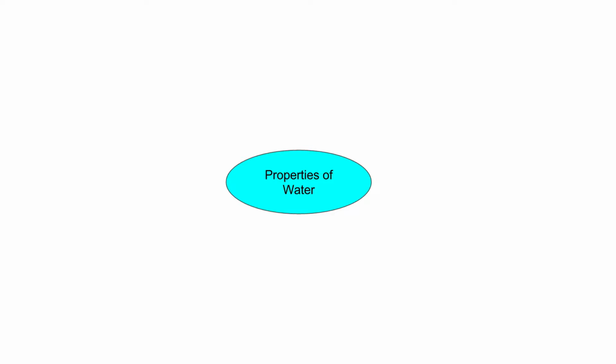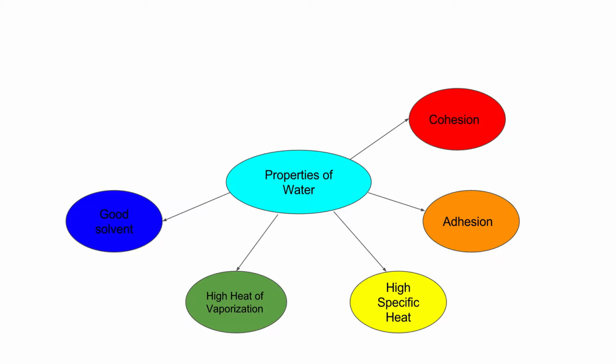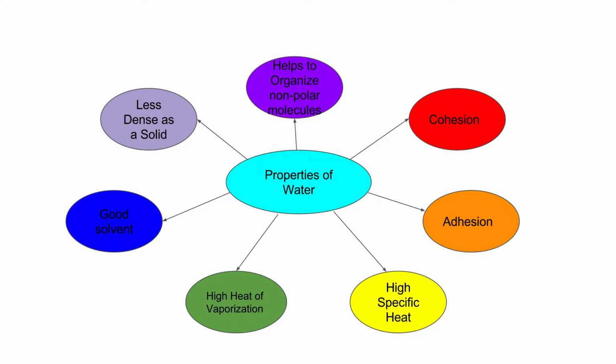Okay, so some of the properties we're going to go over in this video are cohesion and adhesion. We're going to talk a little bit about specific heat and how water's specific heat is relatively high. We're going to talk about how it has a high heat of vaporization. We're going to talk about why it's a good solvent and why that is good for biological systems. We're going to talk about its density, and we're also going to talk about how it interacts with nonpolar molecules. So we'll talk a little bit about each of these different properties, and you want to make sure that you can come up with a biological example of how water's properties influence organisms.